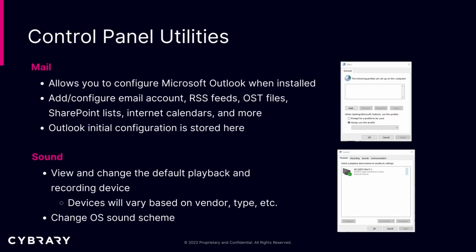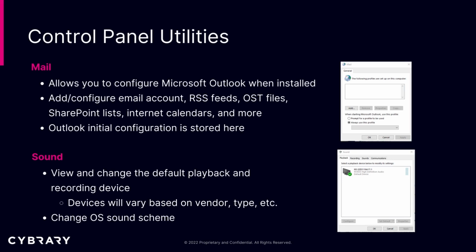The mail utility. The mail applet allows you to configure Microsoft Outlook when it's installed on the system. So if you had Microsoft Outlook installed, you would be able to, in this applet, configure an email account, add additional OST files, RSS feeds, SharePoint lists, internet calendars, published calendars, and address books. Outlook would generally configure itself in the initial configuration, but all the information to manage that will be here in the mail applet.